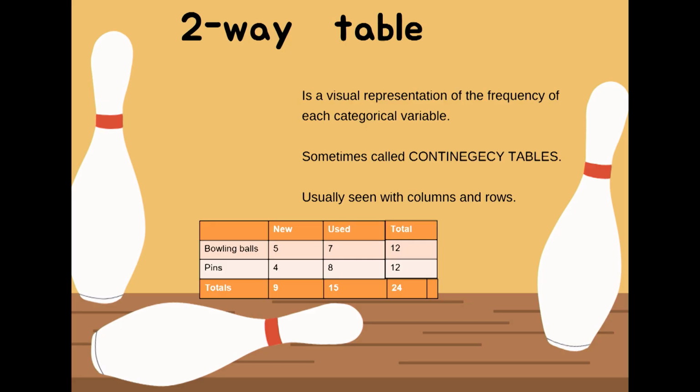A two-way table is a visual representation of the frequencies of each categorical variable, sometimes called a contingency table. Usually they're seen with columns and rows. So we've got bowling pins, new and old, and total. We've got pins, new and old, and total. And then we have the totals of the totals. So this is our two-way table.